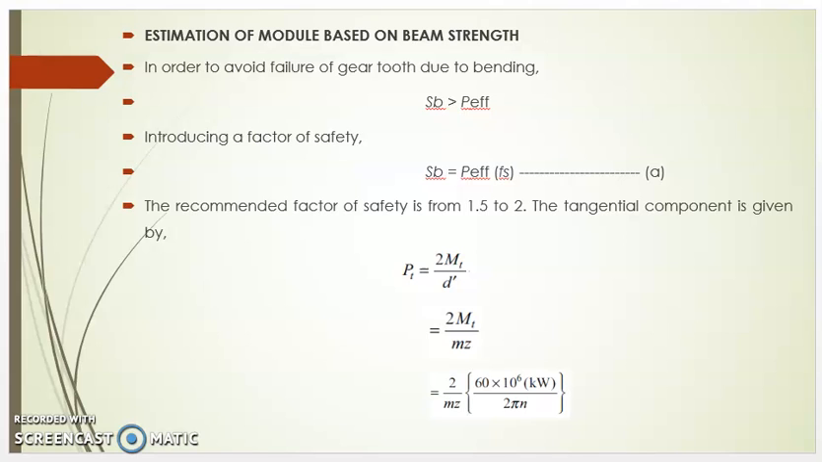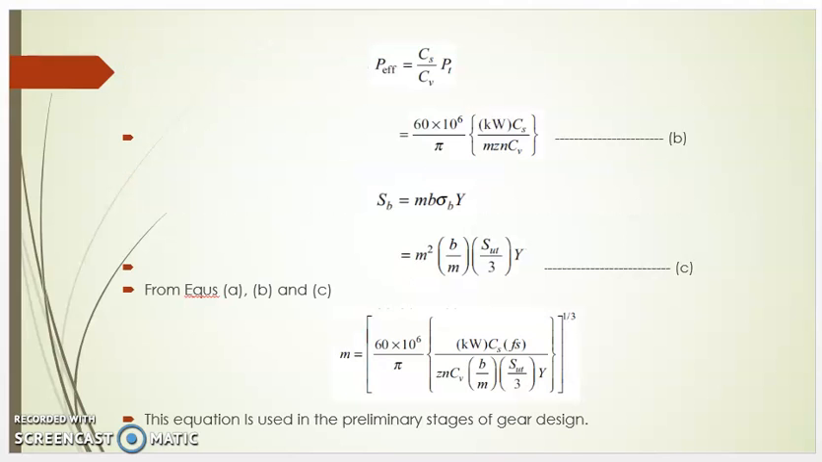The tangential component is given by Pt is equal to 2Mt divided by d dash, where Mt is equal to torque transmitted, d dash is the pitch circle diameter. Therefore, substituting the values, Pt is equal to 2Mt divided by mz. Therefore, Pt is equal to 2mz into bracket 16 into 10 raised to 6 into kilowatt divided by 2 pi n, where small n is nothing but speed in RPM.